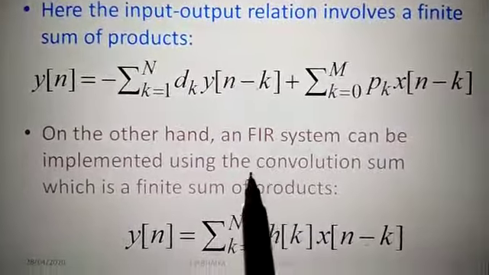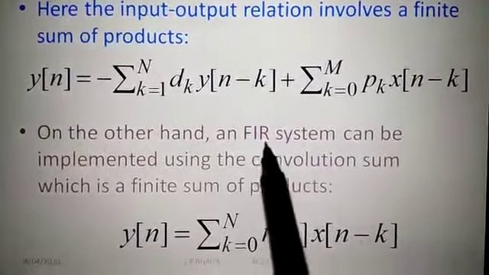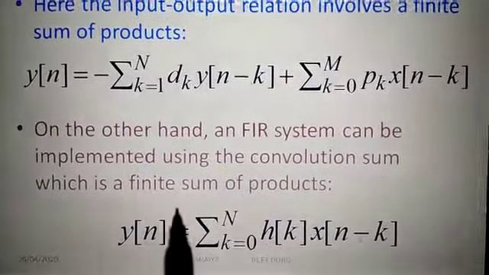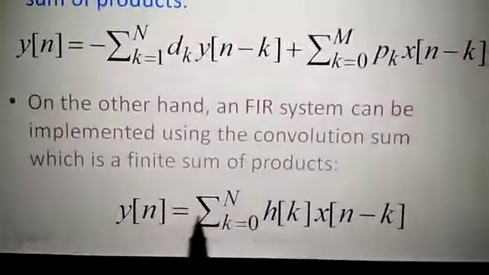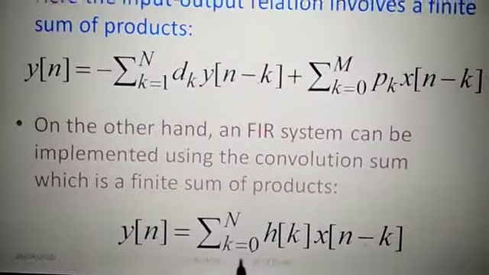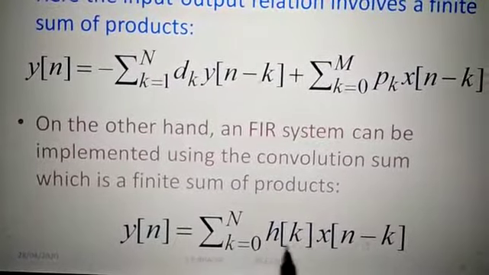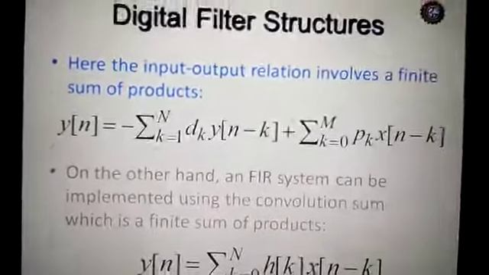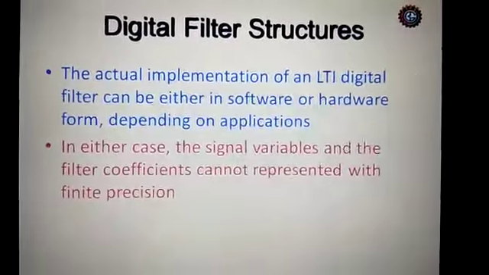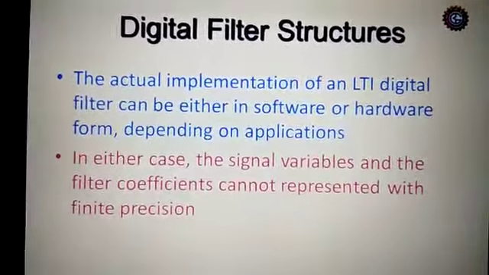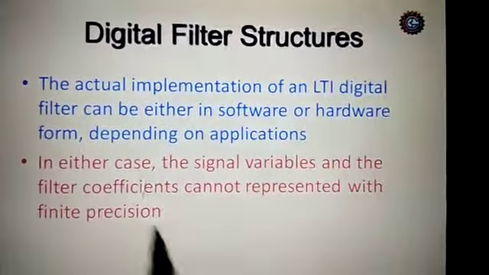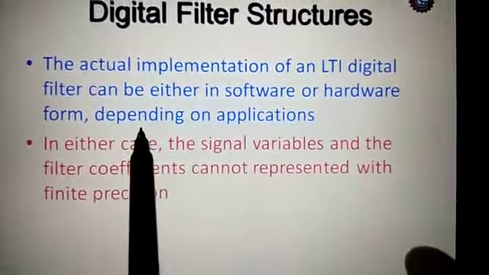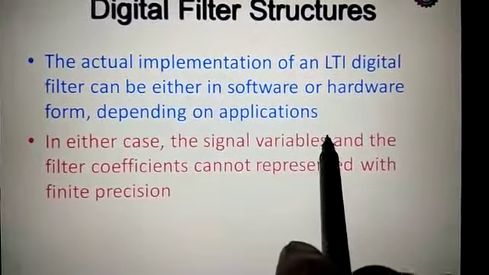On the other hand, an FIR system can be implemented using the convolution sum, which is finite sum of products. This is y of n is equal to summation k is equal to 0 to N h of k x of n minus k. So this can be represented as a FIR filter. And the actual implementation of an LTI digital filter can be either in software or hardware form, depending on applications.